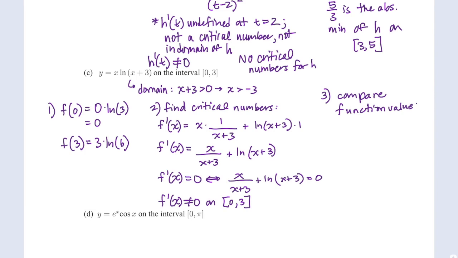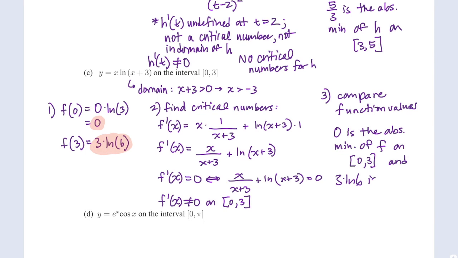At the endpoints and the critical numbers, and once again, we only have really function values at the endpoints to worry about here. So we would say 0 is the absolute min of this function on the interval from 0 to 3, and 3 times the natural log of 6 is the absolute max of this function on the interval from 0 to 3.